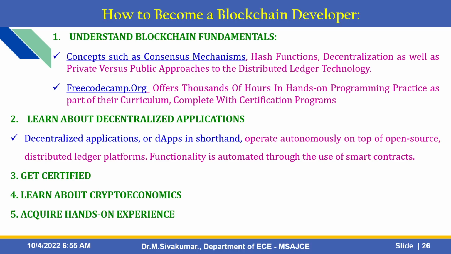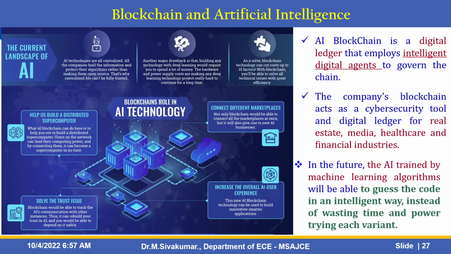What are decentralized applications, shortly known as DApps? They operate autonomously on top of open source distributed ledger platforms. Functionality is automated through the use of smart contracts. Get certified, and learn about crypto economics and acquire hands-on experience. And how can we collaborate with artificial intelligence? We already know very well blockchain's role in AI technology: it helps to build a distributed supercomputer and connect different marketplaces, and to increase the overall AI user experience, solve the trust issue.